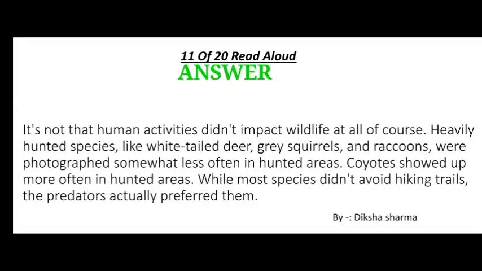It's not that human activities didn't impact wildlife at all. Of course, heavily hunted species, like white-tailed deer, gray squirrels, and raccoons, were photographed somewhat less often in hunted areas. Coyotes showed up more often in hunted areas. While most species didn't avoid hiking trails, the predators actually preferred them.